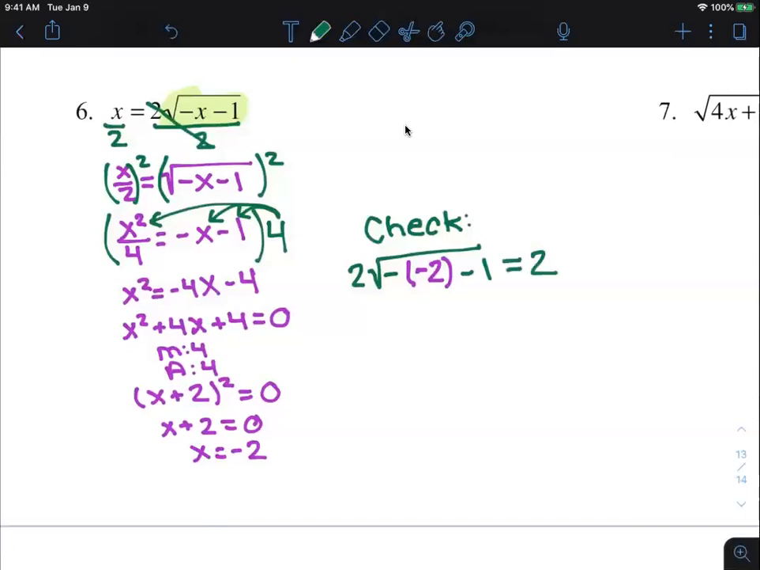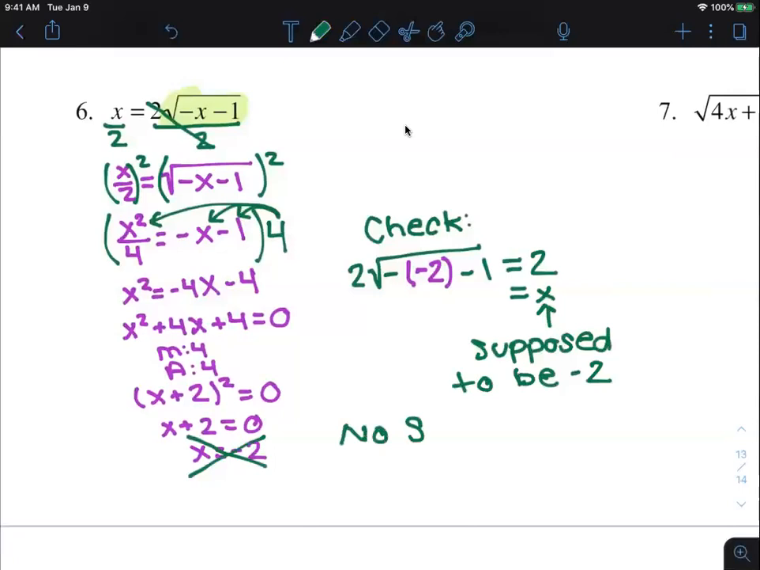But I'm not supposed to get a positive 2 because it's supposed to equal x. It's supposed to be negative 2 because our x is negative 2. So x equals negative 2 is not a solution, because when I typed it in, I got 2 and I should get negative 2. So this answer is thrown out and there are no answers left. So my final answer is going to be no solution.